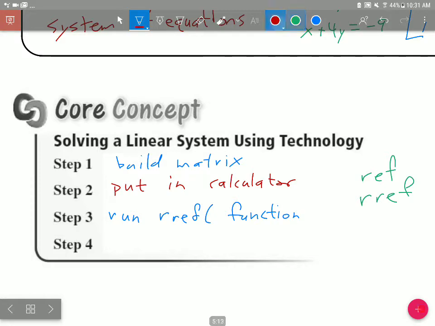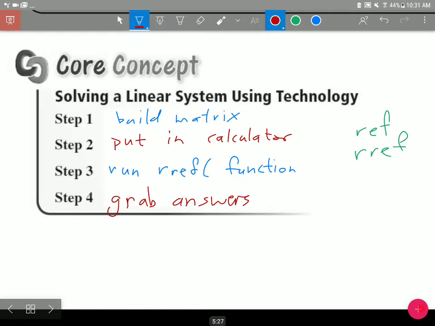Step 4, grab answers. I don't really see what the need for step 4 is because the answers are given to you. So that's what we're doing. We're taking a system, building a matrix, sticking it in our calculator to get the answers. So really today we got to learn how to build a matrix and how to put it in a calculator. Those are really the 2 skills.